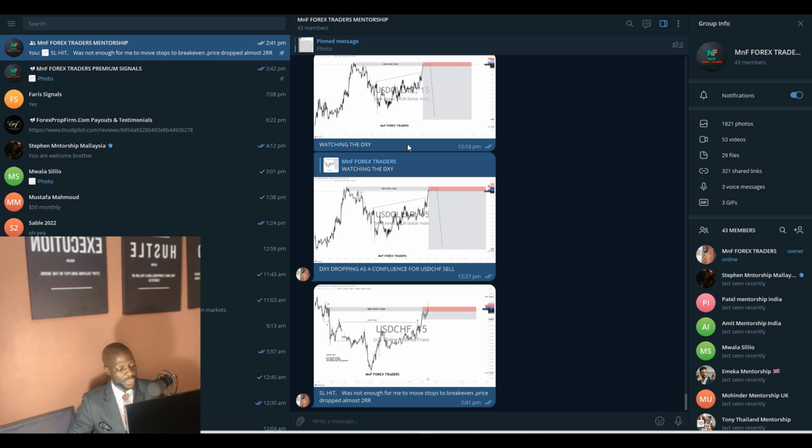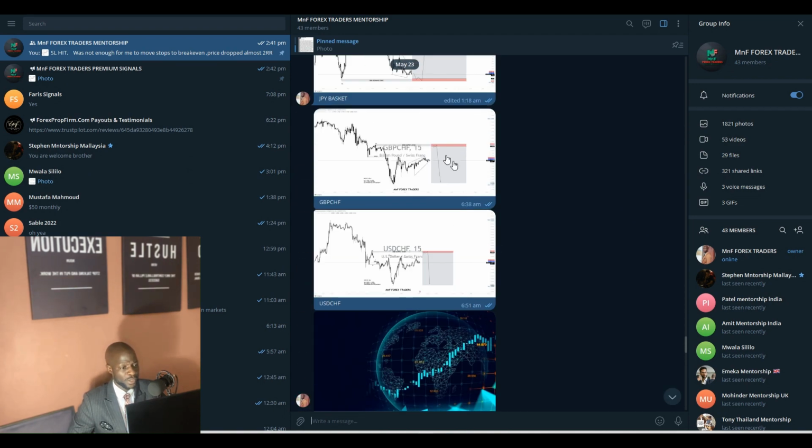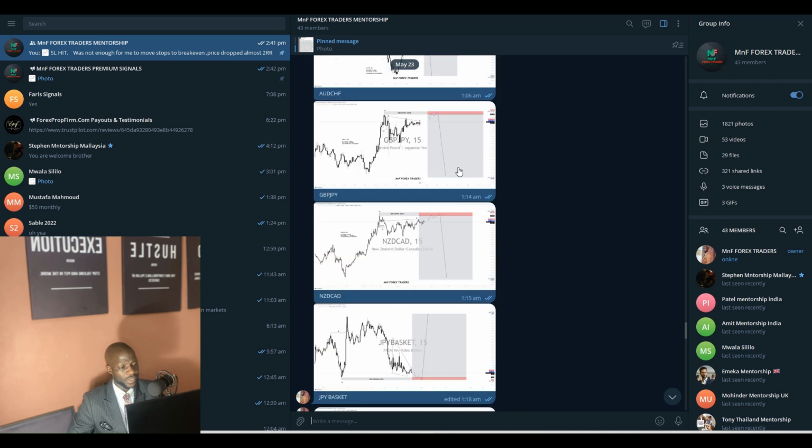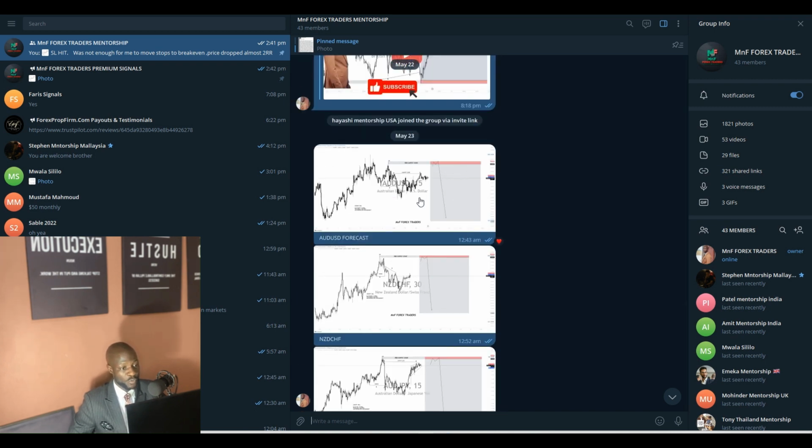All right, so let me show you some of the forecasted trades that actually turned out to be good trades right here. If you look at some of the trades we forecasted today, they turned out really amazing. However, these were not taken in our signals community. These were only shared in our mentorship community, just to alert the members, so that once they get the signal, they can still actually execute this trade.